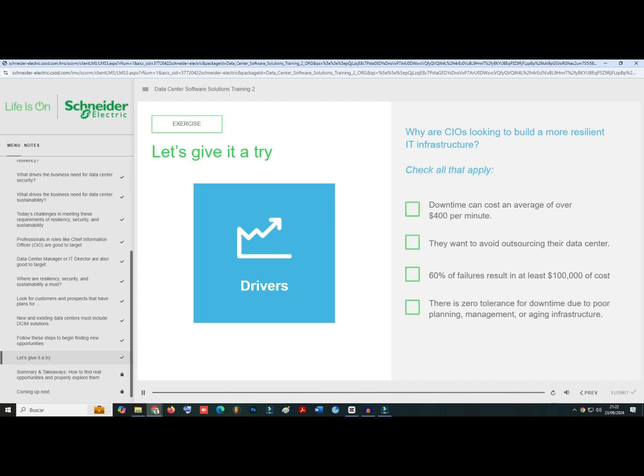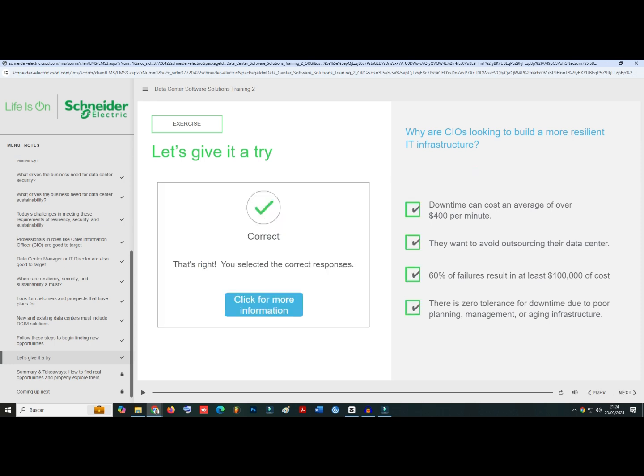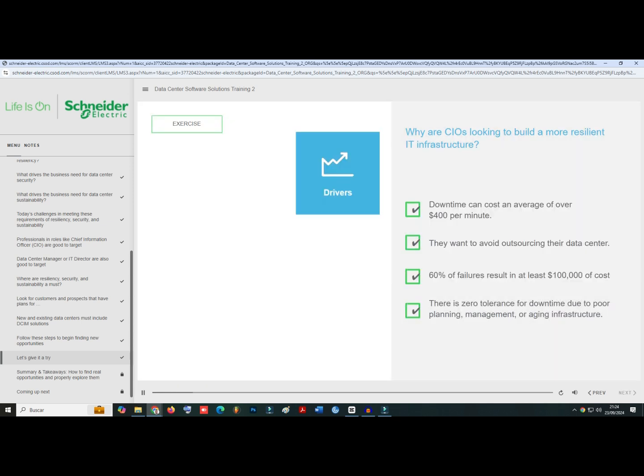Check all that apply. With this background, what questions could you tee up for your prospective customer? When you're ready, click Reveal for some additional ideas.